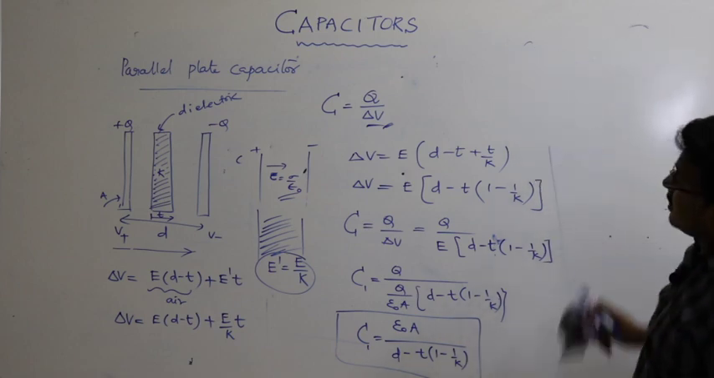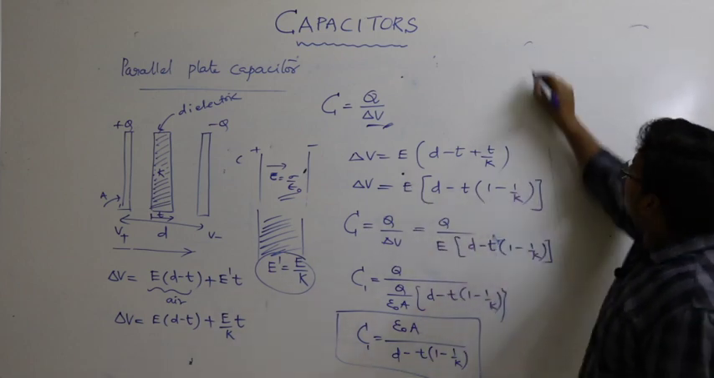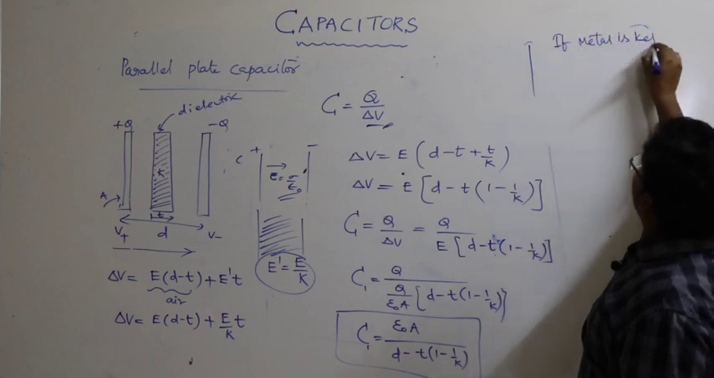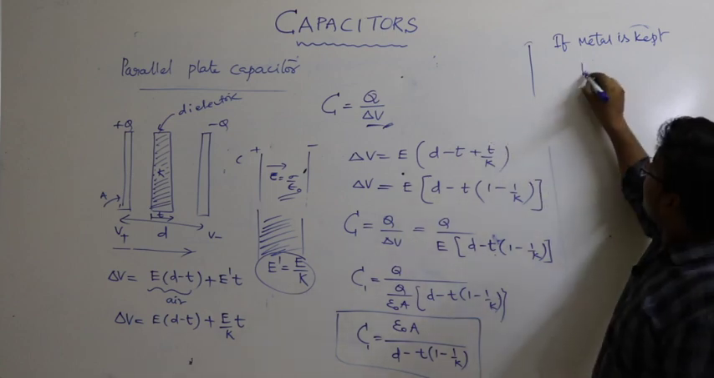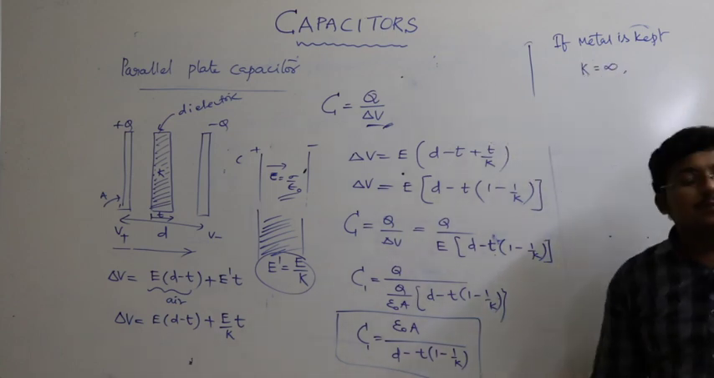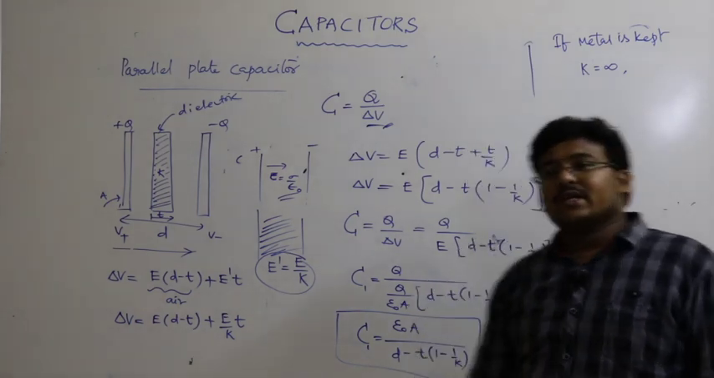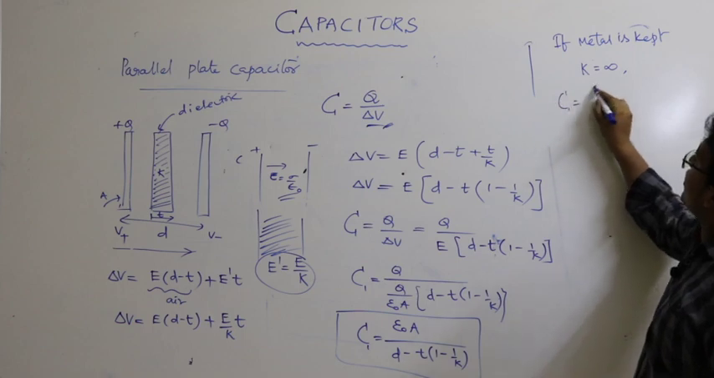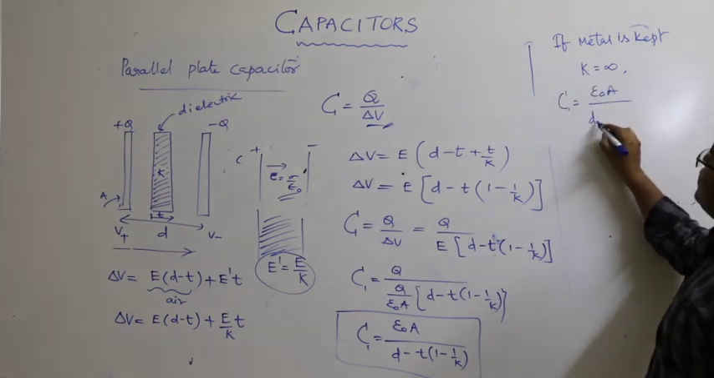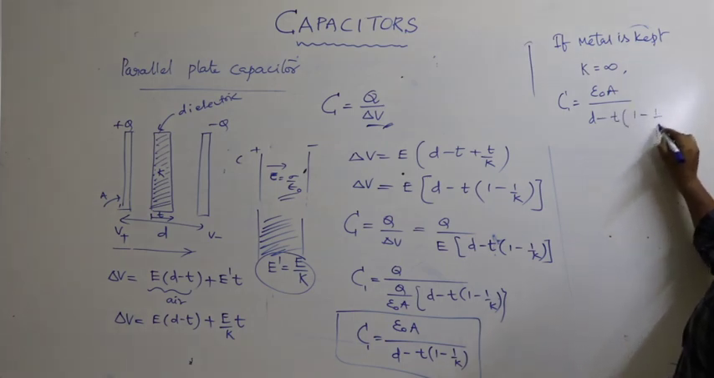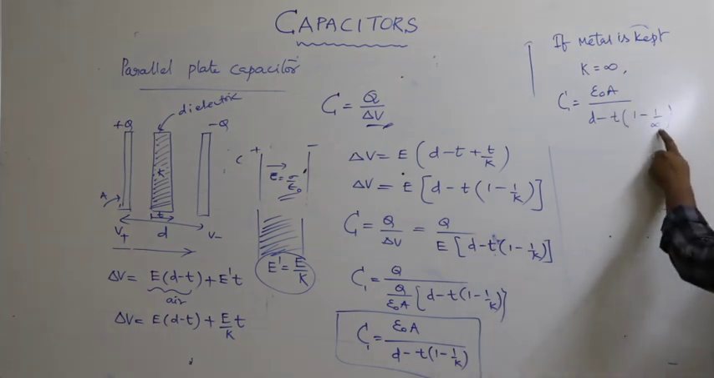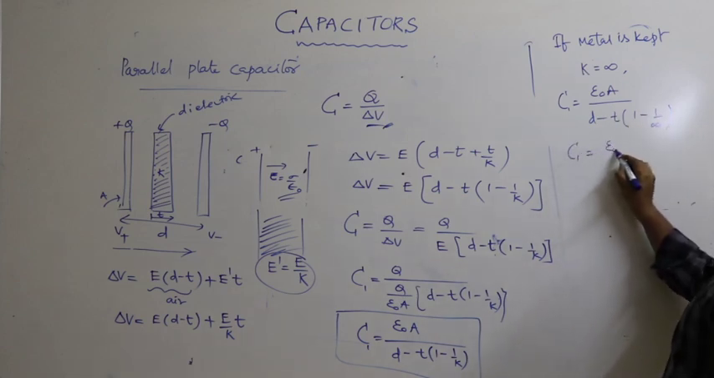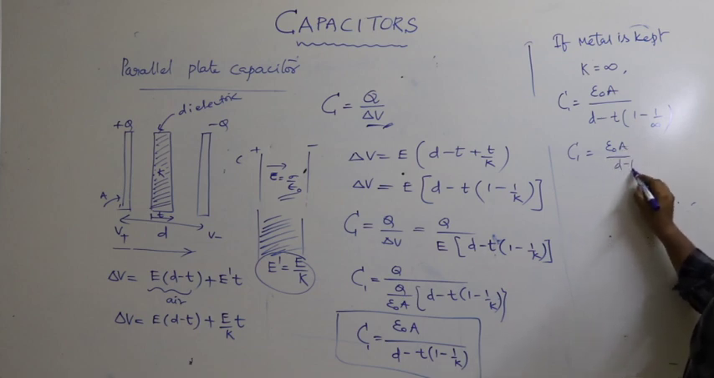Right? Now, sir, instead of the dielectric, if metal is inserted, metal is kept. For metal, the dielectric constant value is infinity. So if the same thickness is kept, the formula will be C is equal to epsilon naught A by D minus T into 1 minus 1 by K, with K value infinity. So 1 by infinity is 0, so 1 minus 0 is 1. So the formula will be C is equal to epsilon naught A by D minus T.